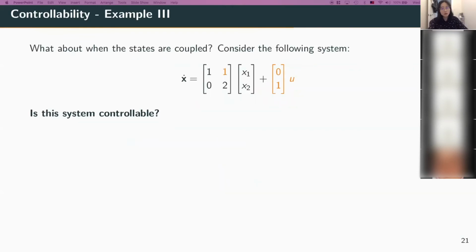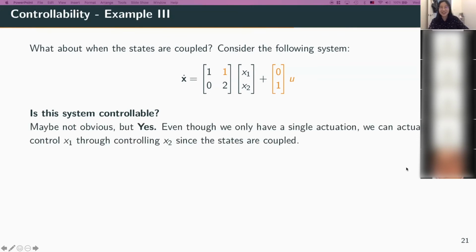The last example is a bit more interesting. So we're back to having just one control knob, but instead of having a completely decoupled system, we actually have x1 and x2 being dependent upon each other. So now do you think this system is controllable? Takers? Okay. Yes.